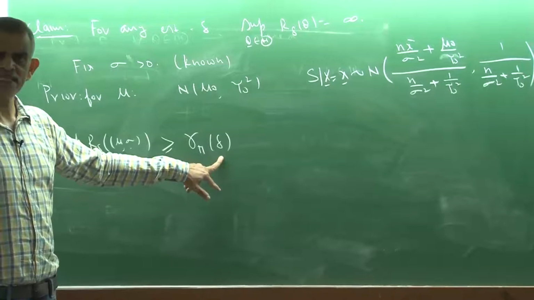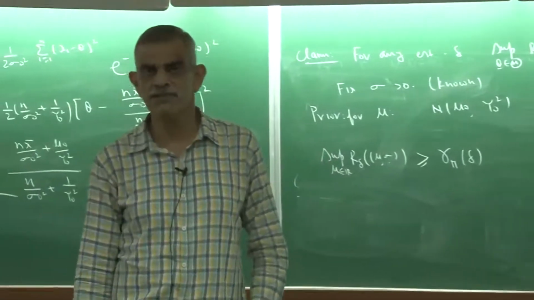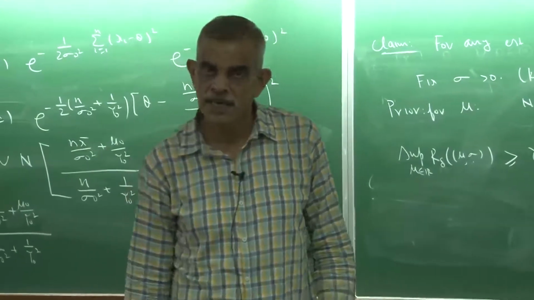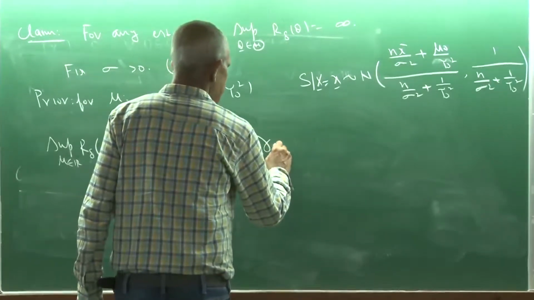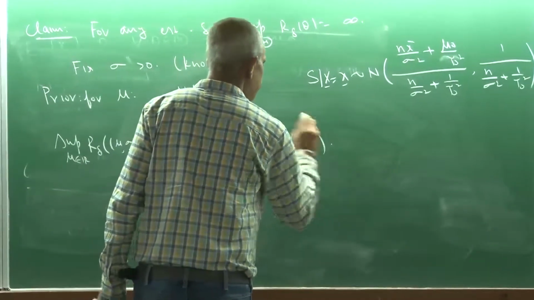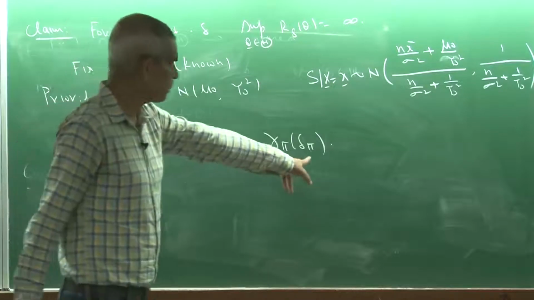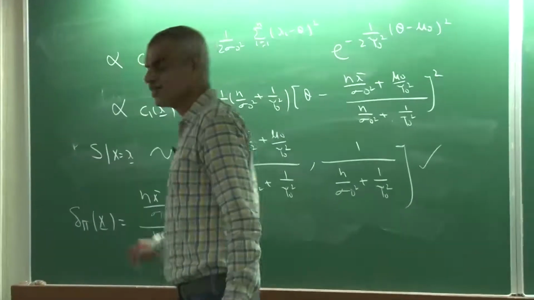But delta is any estimator, so the average risk of delta would be bigger than or equal to the average risk of the Bayes estimator, because the Bayes estimator minimizes the average risk. So this would always be greater than or equal to the Bayes risk of the Bayes estimator. So I need to find out what is the Bayes risk of a Bayes estimator. The Bayes estimator is given to be this.